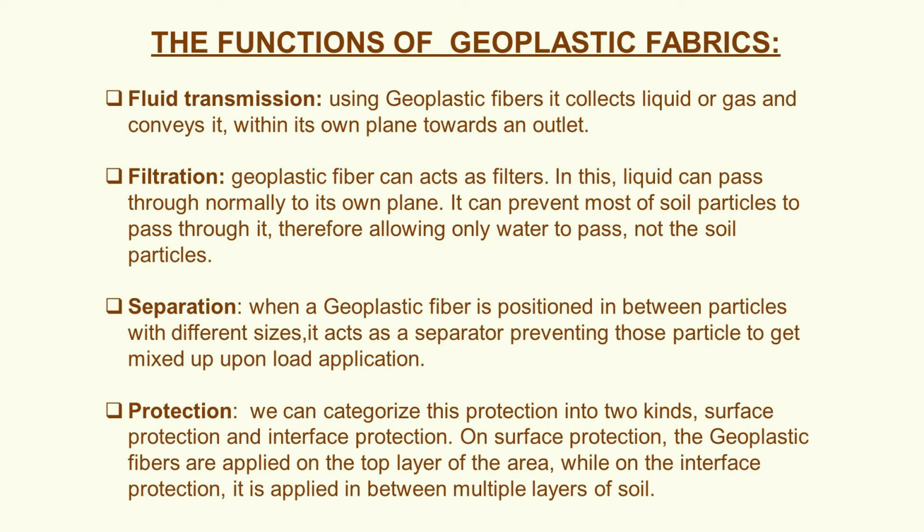Protection. We can categorize this protection into two kinds, surface protection and interface protection. On surface protection, the geoplastic fibers are applied on the top layer of the area, while on the interface protection, it is applied in between multiple layers of soil. Mayroon dalawang uri ng pag-apply ng geoplastic fabrics. Ang una ay ang paglalagay sa ibabaw ng area bilang surface protection at ang isa naman ay sa pagitan ng mga lupa bilang interface protection. Malaki ang nagiging tulong ng geoplastic fabrics upang ma-prevent ang mga significant damages tulad ng soil erosion at wind damage.